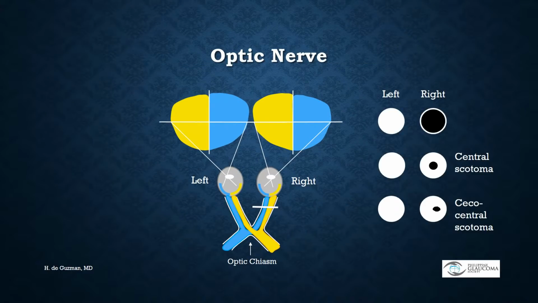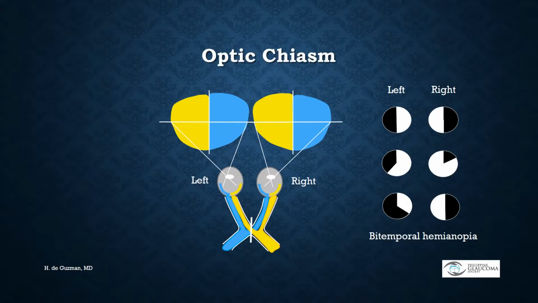These are examples of the types of defects we would see if there were a right optic nerve lesion. These are examples of the types of defects we would see if there was a defect at the chiasm. Take note that it's not always the classic bitemporal hemianopia, but it can be very asymmetrical between the two eyes.